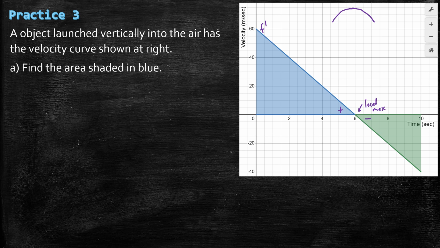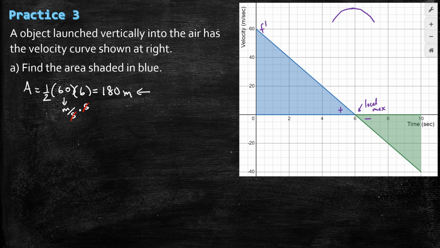So let's start by finding the area in blue first. That will be a triangle, half base times height. I think I'll start with the 60 multiplied by 6, and that comes out to 180. 180 what exactly? Well, the units on the y-axis are meters per second. On the x-axis is seconds. These cancel, leaving us with meters.